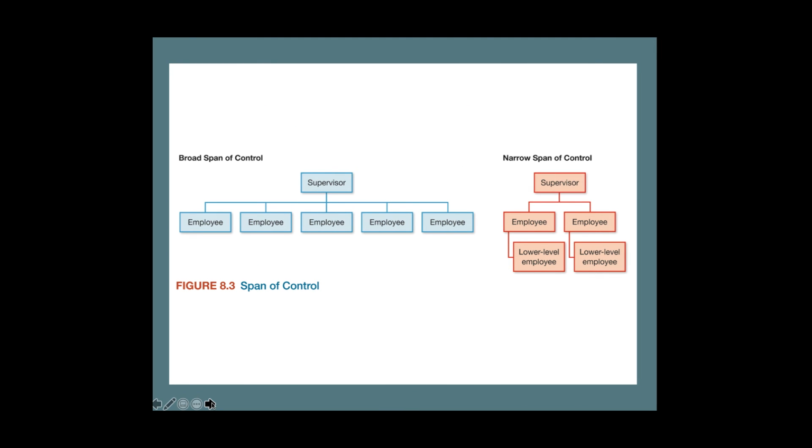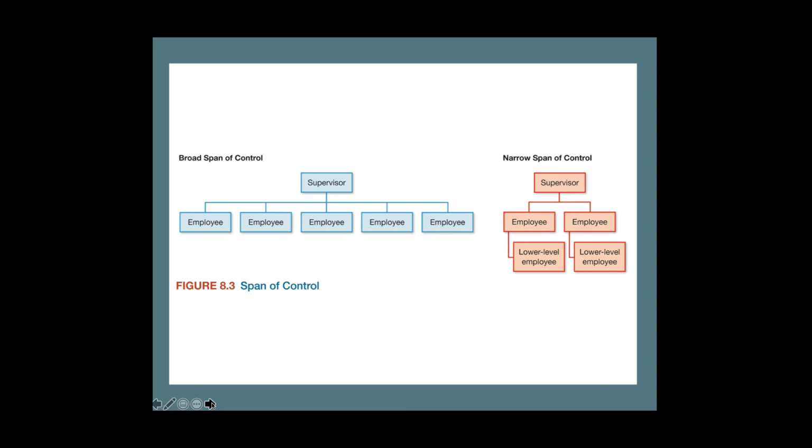So here are the examples from the textbook. You can see there figure 8.3 in your text. An example of a broad span of control. That particular supervisor has 5 different employees who report to him, versus the narrow span of control on the right. That particular supervisor only has 2 employees reporting to him, but each of those employees has other employees below them. 2 different ways to accomplish a chain of authority, a chain of command, each with its own set of advantages and disadvantages, as you might guess.